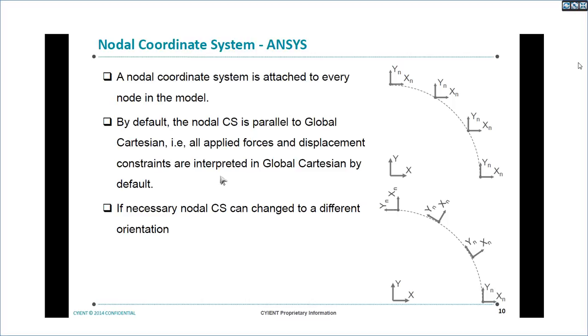I'm not sure about other programs, but in ANSYS we have a nodal coordinate system. The nodal coordinate system is attached to every node. Okay, by default, the nodal coordinate system is parallel to the global Cartesian. So all applied forces and displacement constraints are interpreted in global Cartesian.